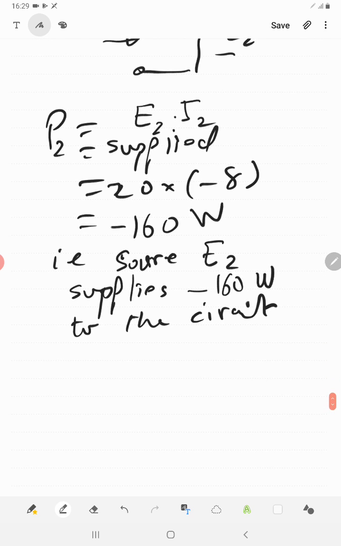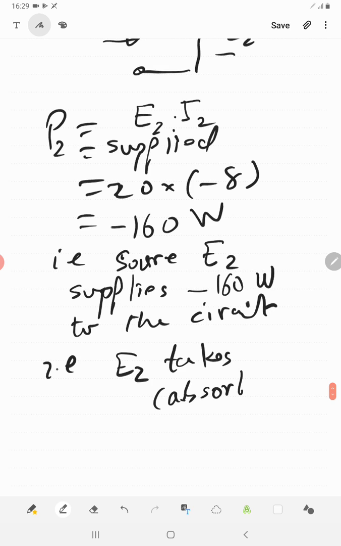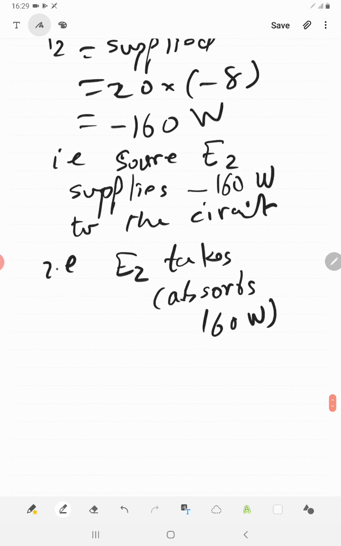which means that E2 takes or absorbs 160 watts. Okay, so in this case E2 absorbs power while E1 supplies power.